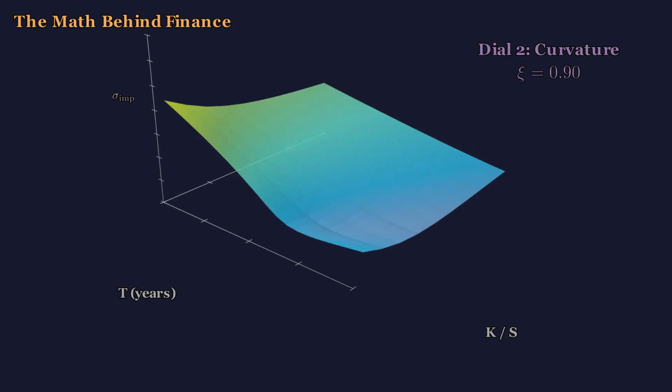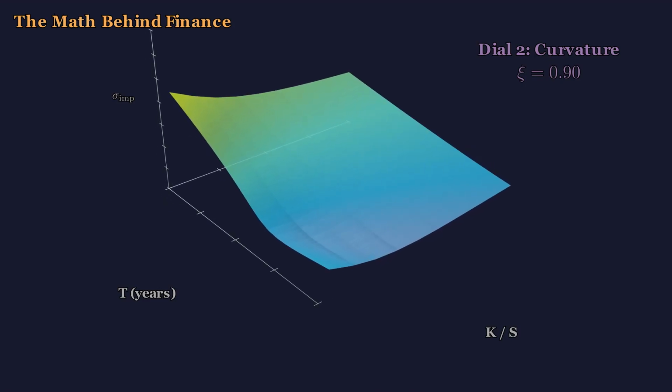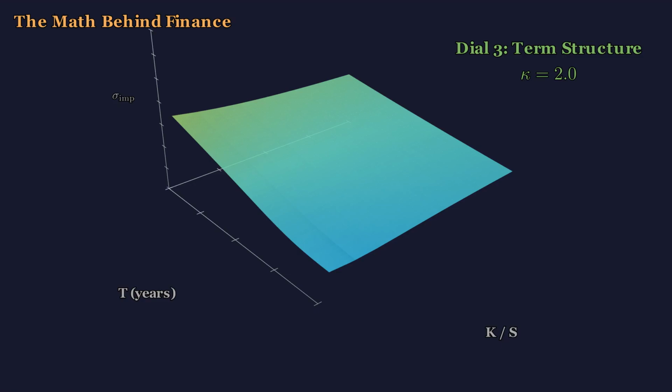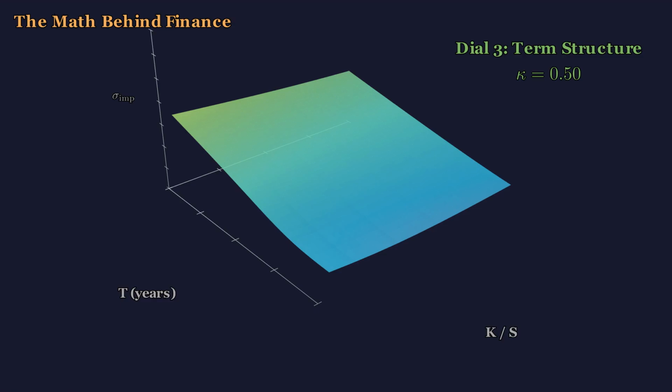Now crank xi up to 0.9. The wings explode. Far out-of-the-money options become dramatically more expensive. This is the kurtosis effect. Higher vol of vol means fatter tails in the return distribution. The third dial. Kappa, the mean reversion speed. With low kappa, variance drifts slowly back to its long-run level. The gap between short-term and long-term implied volatility persists. The surface tilts steeply along the maturity axis.